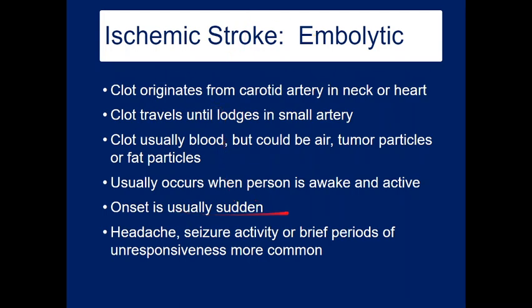Once again, it's not your job to differentiate this because they're very similar, but the history you get when you do a SAMPLE history can maybe lean you towards one way or the other a little bit more. Your management wouldn't change, but it helps you discuss and communicate your findings with the ER. All right, so frequently these embolic strokes originate from the carotid artery, so that's why some people get ultrasounds of their neck to determine if they have clots in their neck, because that predisposes them to these embolic strokes. And a clot most frequently comes from the heart.